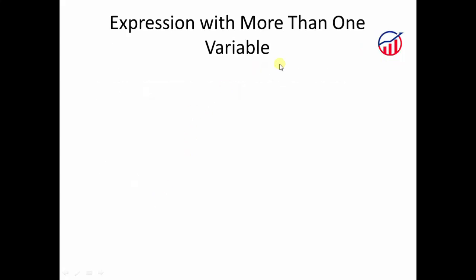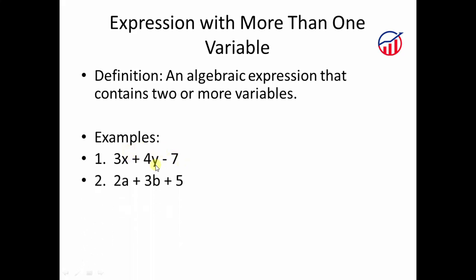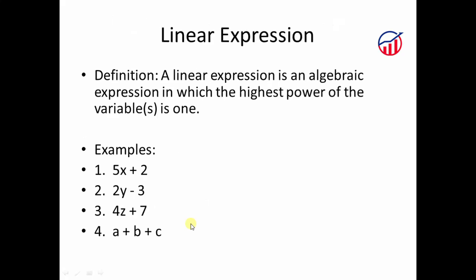Now, expressions with more than one variable. An algebraic expression that contains two or more variables. Examples: 3x plus 4y, here x and y are variables. You have 2a plus 3b plus 5, wherein a and b are your variables. You have 5m square plus 6n minus 1, wherein m and n are your variables, and you have p plus q minus r, wherein p, q and r are your variables.